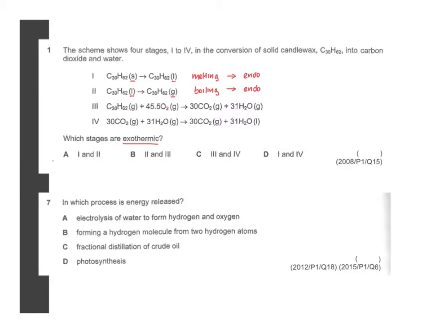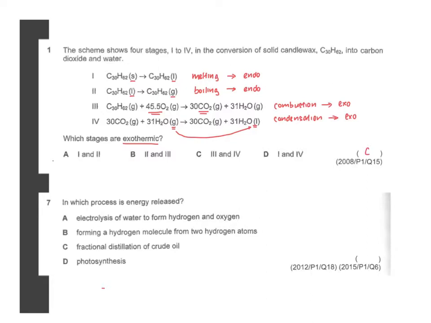Stage number 3, what reaction is that? We see a substance reacting with oxygen to form carbon dioxide. Now this is a combustion reaction, and we have learned combustion reactions are exothermic. And lastly, the last one is not really a reaction, but what is happening is that your gaseous water is being converted to liquid water. So this is condensation, it is a process, and condensation processes are exothermic as well. So the exothermic stages would be 3 and 4.